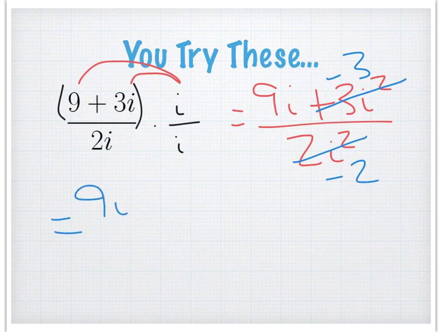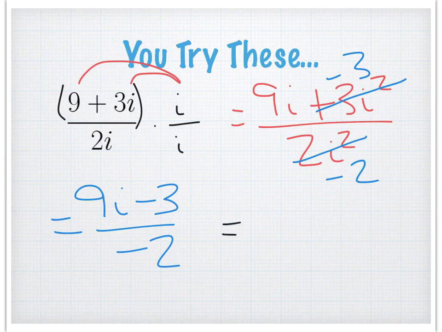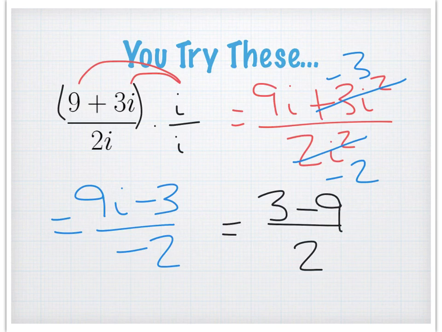So we have 9i minus 3 over negative 2, or if you want to play the sign change on everything, the denominator changes from negative to positive. The real part goes first and changes its sign, so negative 3 becomes positive 3. The imaginary part goes second and changes its sign, and so we have 3 minus 9i all over 2.